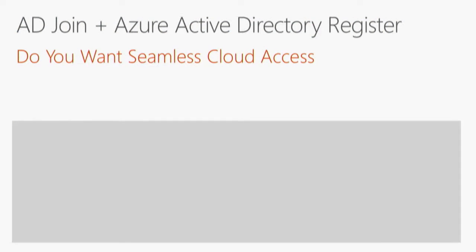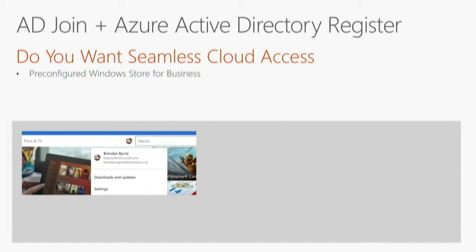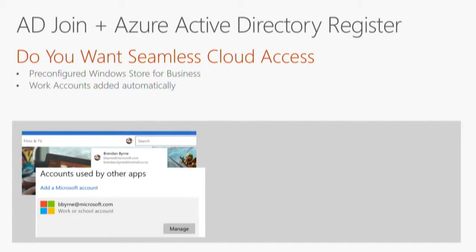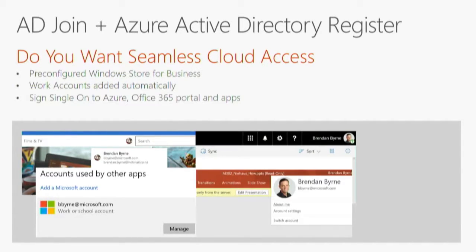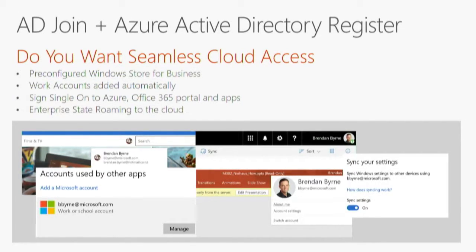First thing. Do you want seamless cloud access? Do you want Windows Store for Business pre-configured with your work accounts? Do you want your work accounts to be added automatically to your machine? Do you want single sign-on to Azure and Office 365? Do you want enterprise state roaming in the cloud? A lot of customers still, if they want that access, go in and add their work accounts.